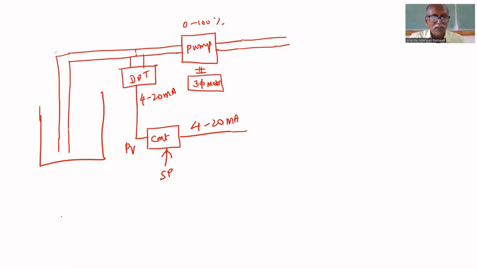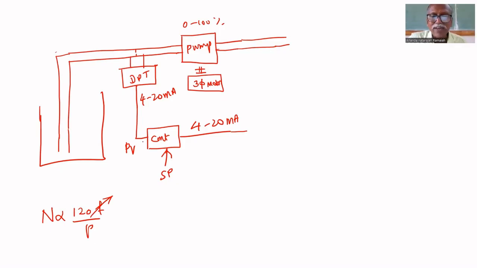Speed of the motor is a function of what? For a three-phase induction motor, N is proportional to what? Have you studied the formula in electrical technology? N = 120 F by P, where P is the number of poles in the motor, N is the speed of the motor, 120 is constant, and F is the frequency of the power supply. Here what we are getting is a constant frequency, 50 hertz. That's why if you give that power supply to any motor, the motor speed will be constant. But we want to vary it according to 4 to 20 milliamps.